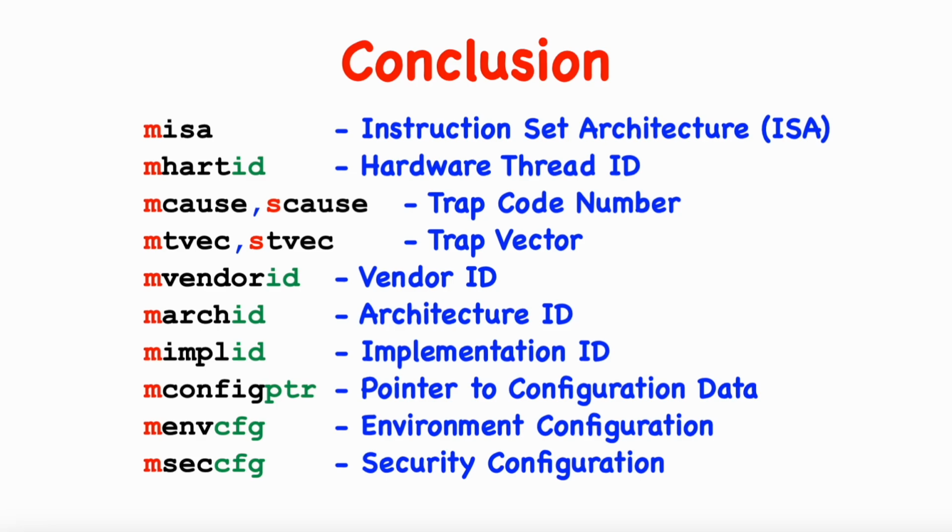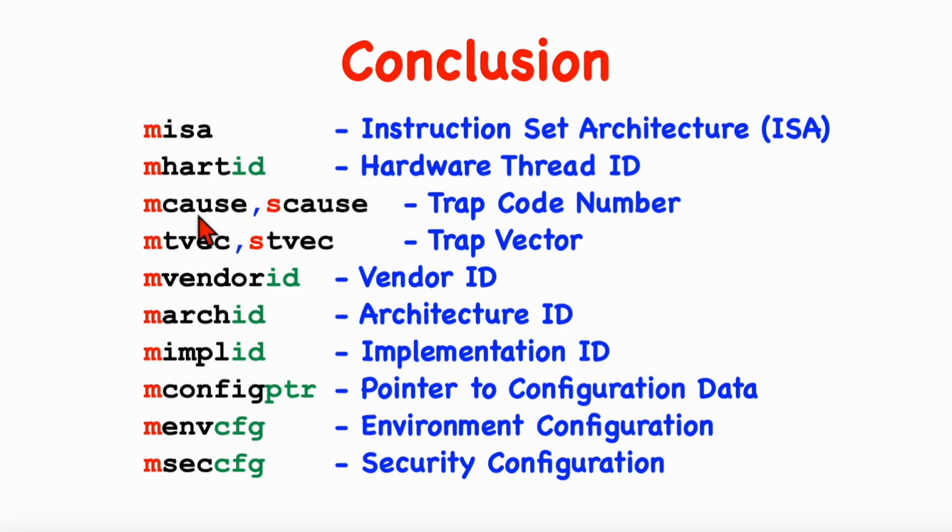But in this video, we've gone over all the registers that are listed here. The misa register describes the instruction set architecture implemented by the core. The hart-id register gives the number of the currently executing hardware thread. Now, on a system where each core implements only a single thread, this would just be the number of the core executing the thread that's reading this register.